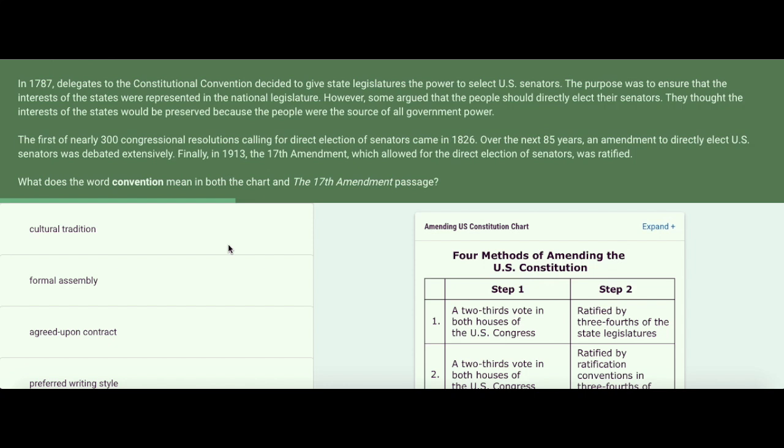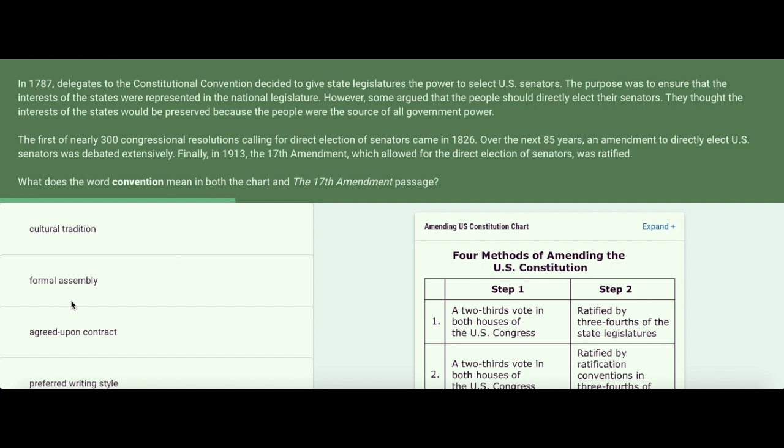So what we're going to do is take each answer choice and substitute that word or phrase in for the word convention, and ask if it makes sense. So it says, in 1787, delegates to the Constitutional cultural tradition decided to give state legislatures. So ask, does that make sense? Well, a cultural tradition is a thing, right? It's not a person. So when it says delegates to the Constitutional Convention decided, it's talking about making a decision here. So a cultural tradition is a thing, it's not a person, and it's not a group of people. So A would be out here.